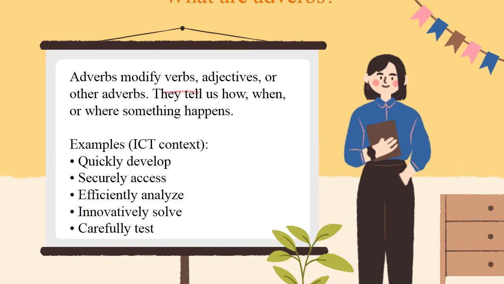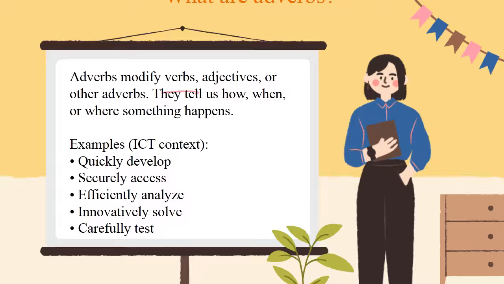Now let's speak finally about adverbs. What are adverbs? We have seen that adjectives give us a description of the nouns. However, adverbs as well give description and they modify, but not nouns. They can modify verbs, adjectives, or even other adverbs, so they can give us more details about the action, the intensity of the adjective, or even other adverbs. They tell us how, when, or where something happens.